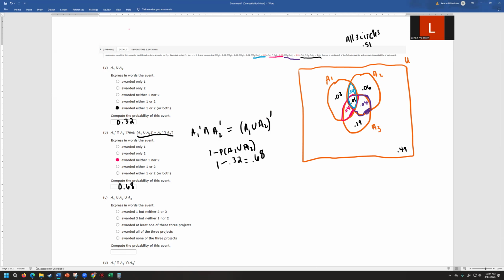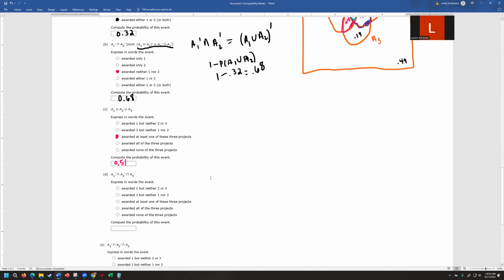So the best way to say that is we're just saying at least one. That means one project or 2 projects or 3 projects. So it could be any of these little individual areas. So awarded at least one of these projects. And that was the big addition of all 3 circles. So that was that 0.51. You could double check that by adding those pieces again. Okay, let's look at this one.